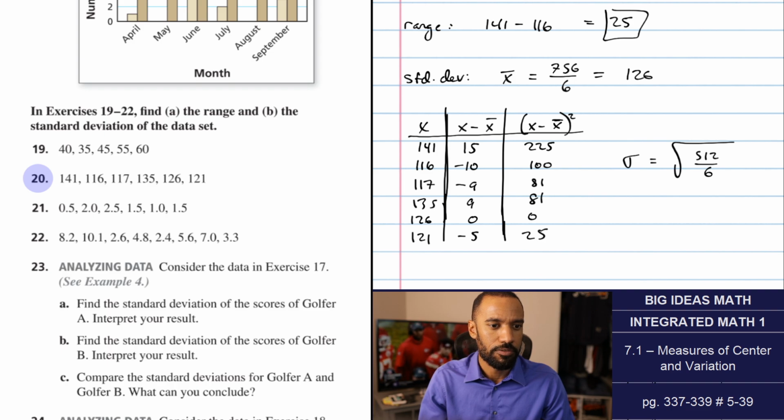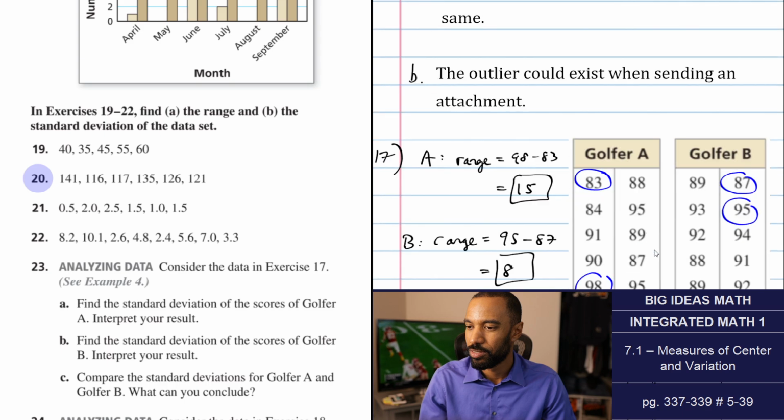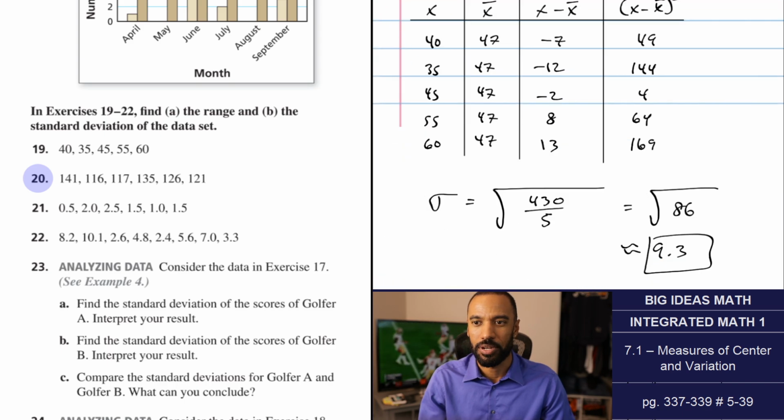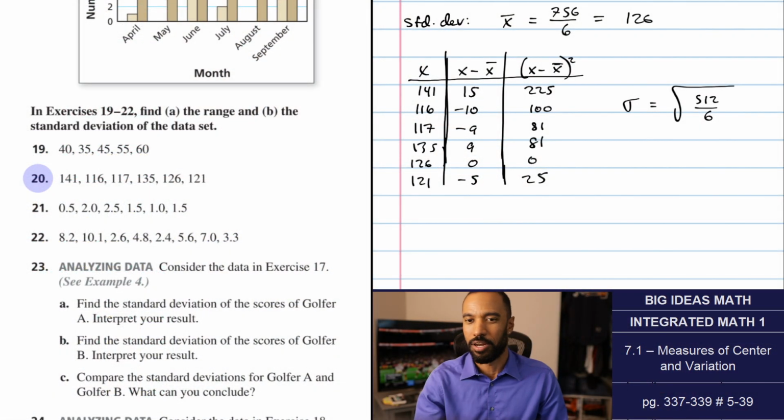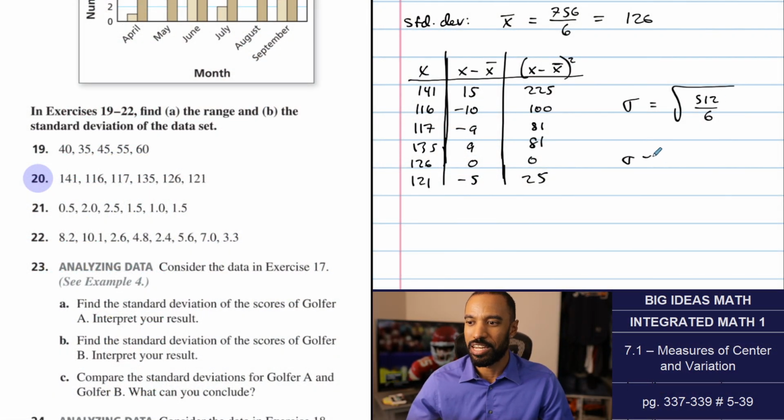So 512 divided by 6 is 85.3 repeating. We're going to take the square root of that variance value. And we're getting 9.2. Was the last one 9.2? Last one I put 9.3. This one says 9.237. I think the last one said 9.27 or something like that. So very, very close to each other. But 9.2 versus 9.3. Given that the numbers have nothing to do with each other, boy, their measures of variation are very close.